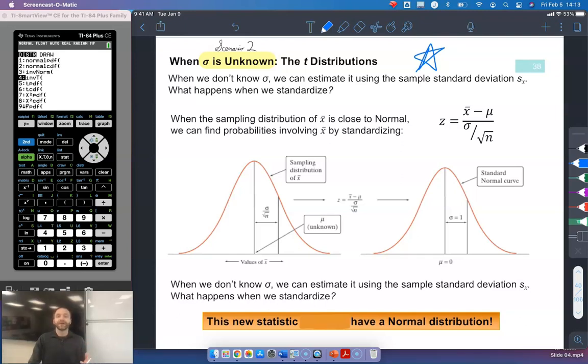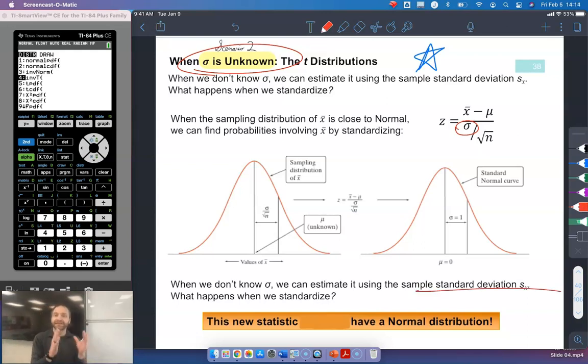So when we don't know sigma, we can estimate it using a sample standard deviation S sub x. Now, why? Because the sample standard deviation is an unbiased estimator of the population standard deviation, chapter 7. So when the sampling distribution of x bar is close to normal, we find probabilities by using that whole formula, z equals x bar minus mu over sigma over the square root of n. But what if we don't know sigma? What if I don't know this? And notice, you do not know sigma. It's right there in the title of scenario 2. Well, in that case, what we can do is use our sample standard deviation, S sub x.